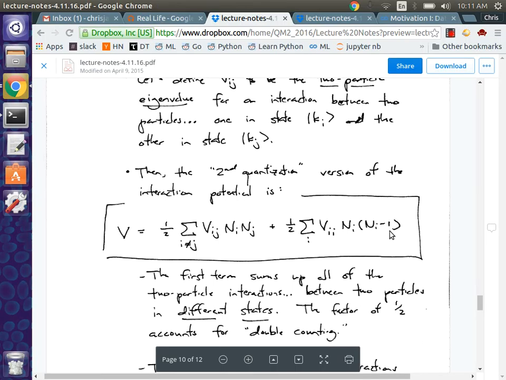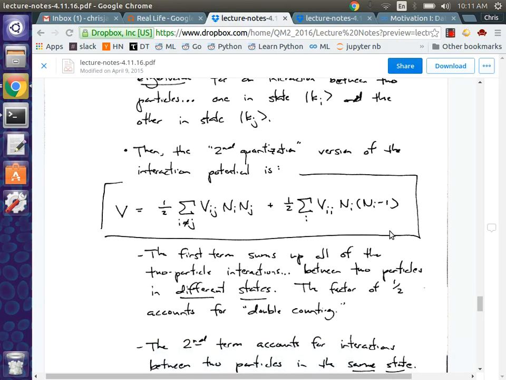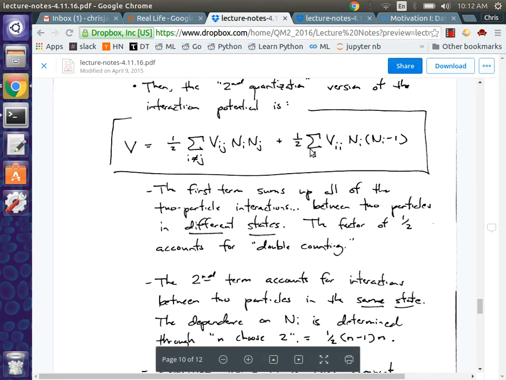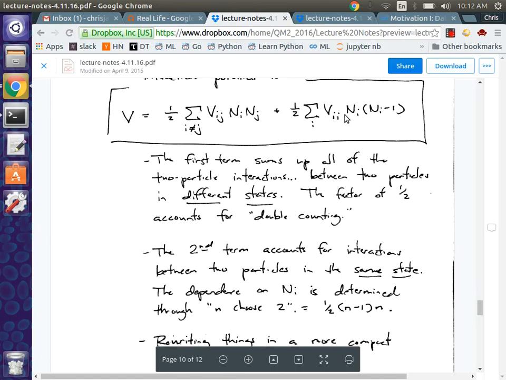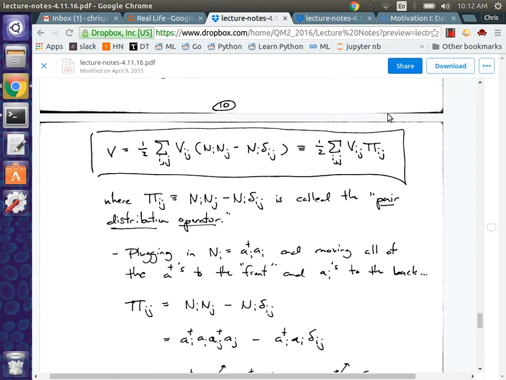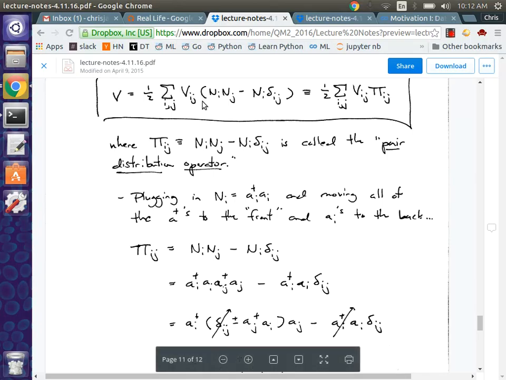And this guy, what does it do? I forgot. It accounts for particles that are in the same state, right? So interactions between particles in the same state. And because they're identical, you basically have n choose 2 ways of doing this, so that's n times n minus 1. All right. So we were able to write it down like this, introducing this delta function.